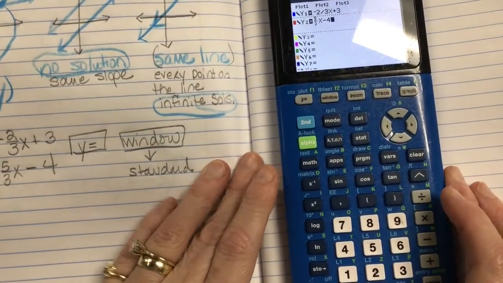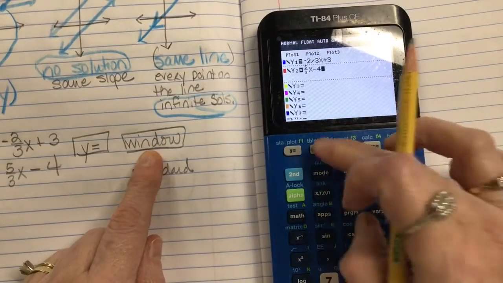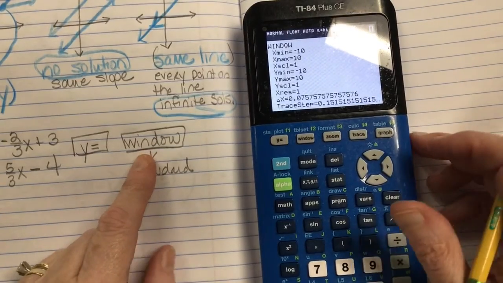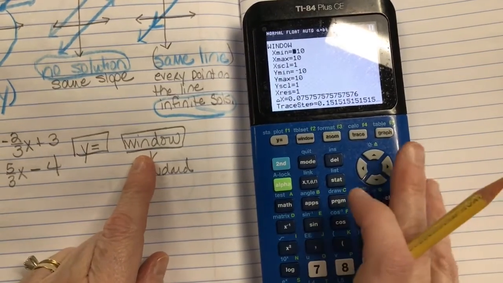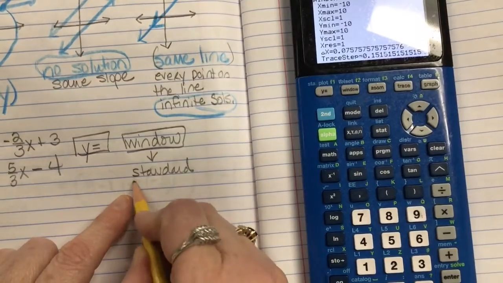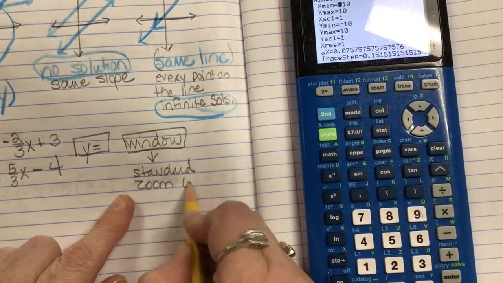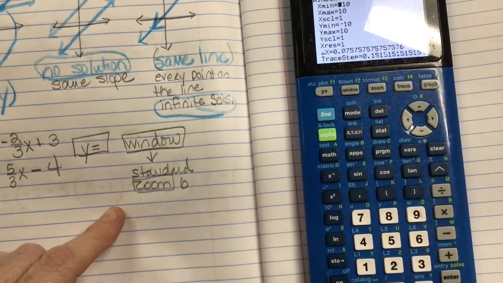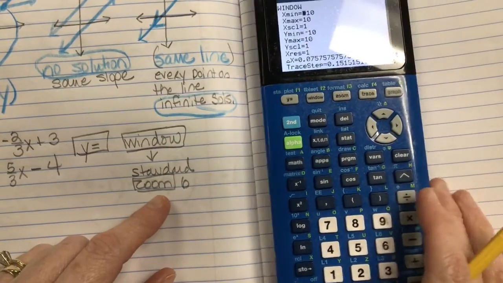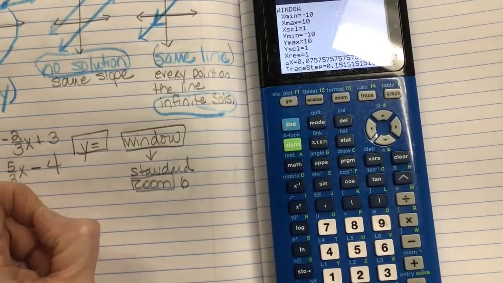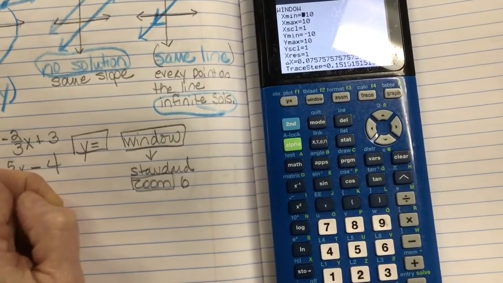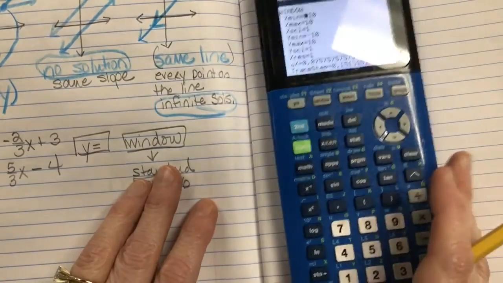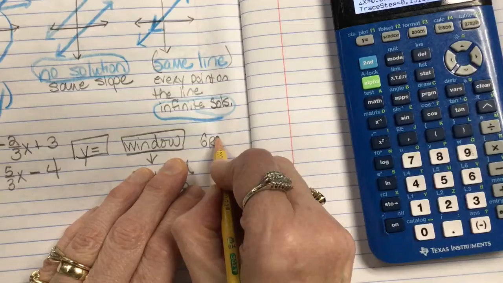Let's check our window. Where's the window key? Right next to the y equals. Push window. Is that standard? Yes. How do you get to it if it's not standard? What's the quick way? Zoom 6. You should have a zoom key, and then you just hit the 6. It will say zoom standard, and you would hit 6. That's what you do when you're in a hurry, well, anytime. I'm not going to retype those numbers. Now, what are we ready to do once we've done that? We got the right window, we need to hit graph.